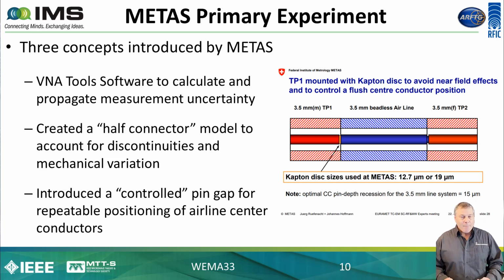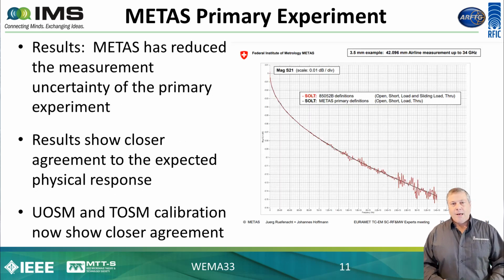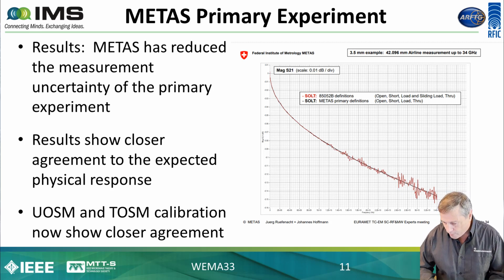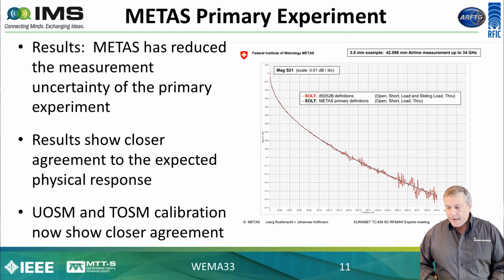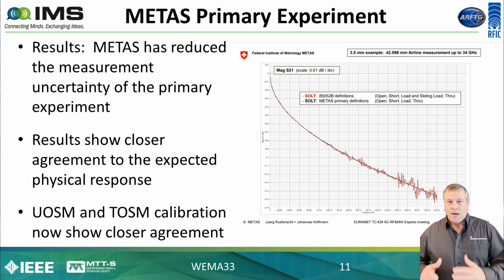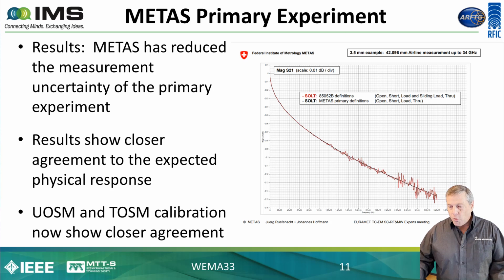And the proof statement, I like this graph more than anything else I've seen. This graph is showing the results of an S21 measurement of a coaxial airline after calibration. And this is from 2013, published by METAS. So this data has been out there for a while. It's been reviewed a lot. But what we see are two lines on this graph.